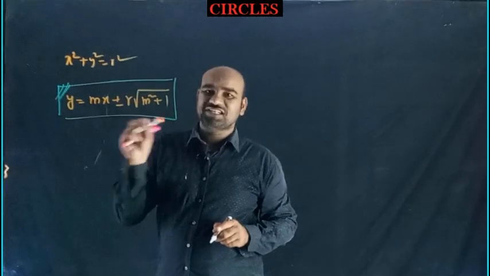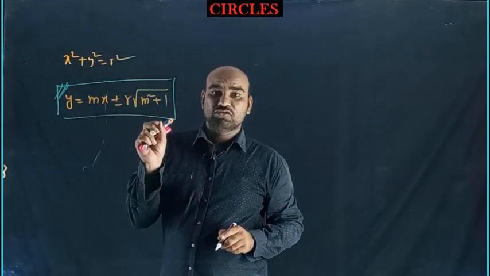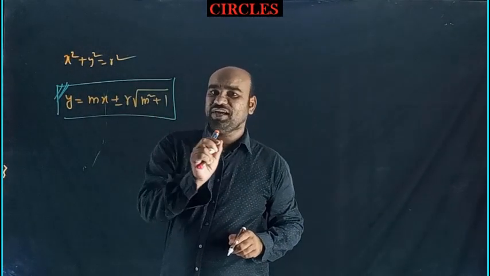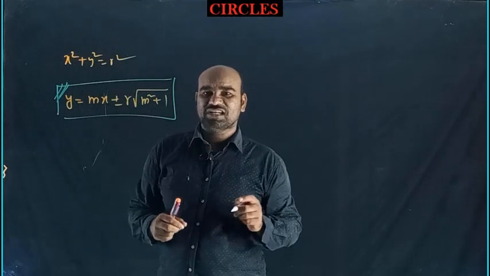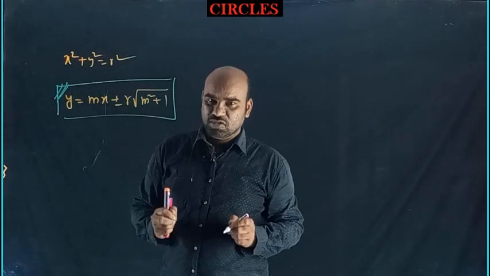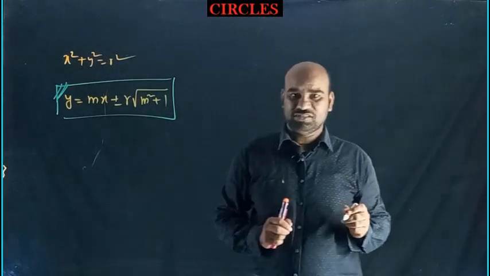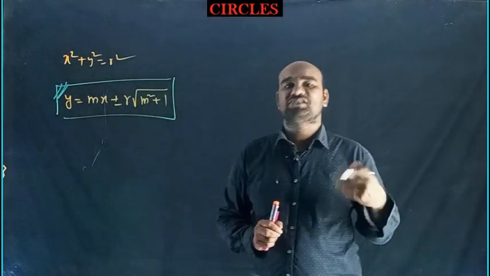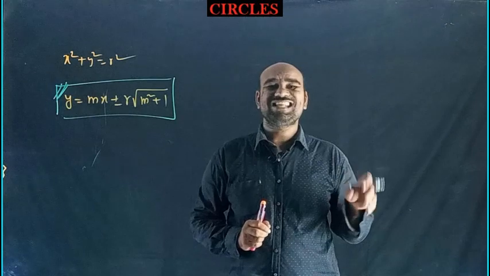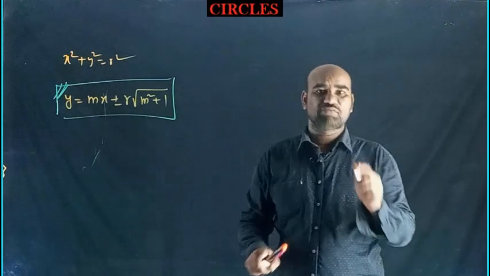But the actual procedure is how to find the slope form of tangent for a general circle. General circle means S equal to 0 circle. For that I want to explain one important concept, that is transformation of axis, that is, translation of axis. Okay, observe here.